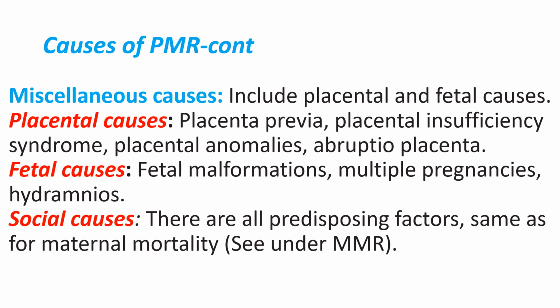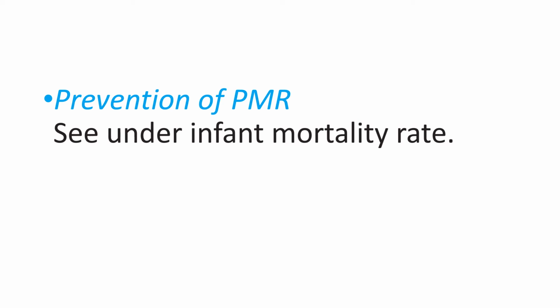Causes of perinatal mortality rate continued. Miscellaneous causes, either placental, fetal, or social. Placental causes: placenta previa, placental insufficiency syndrome, placental anomalies, abruptio placenta. Fetal causes: fetal malformations, multiple pregnancies, hydramnios. Social causes: these are all predisposing factors, same as for maternal mortality. Prevention of perinatal mortality rate, see under infant mortality.